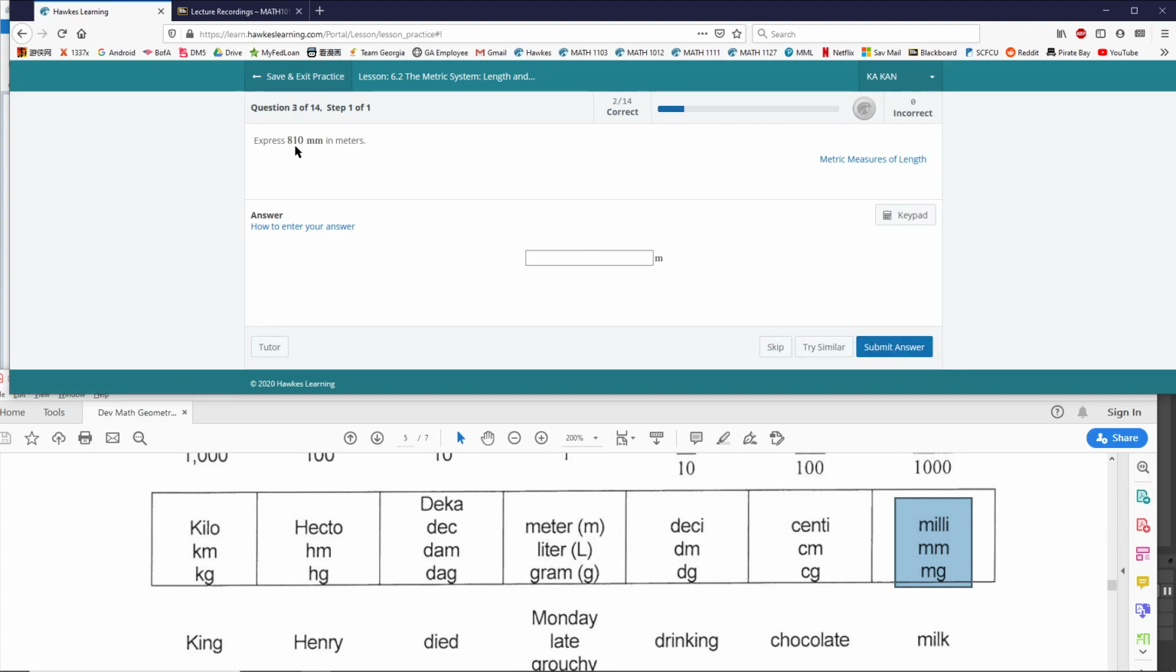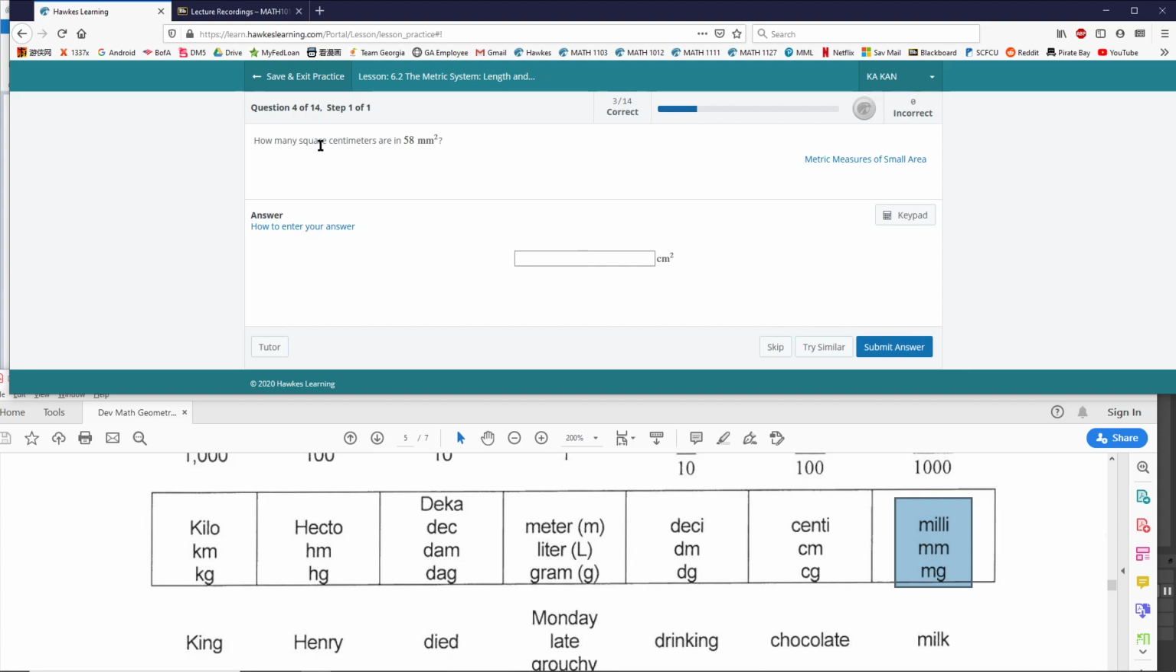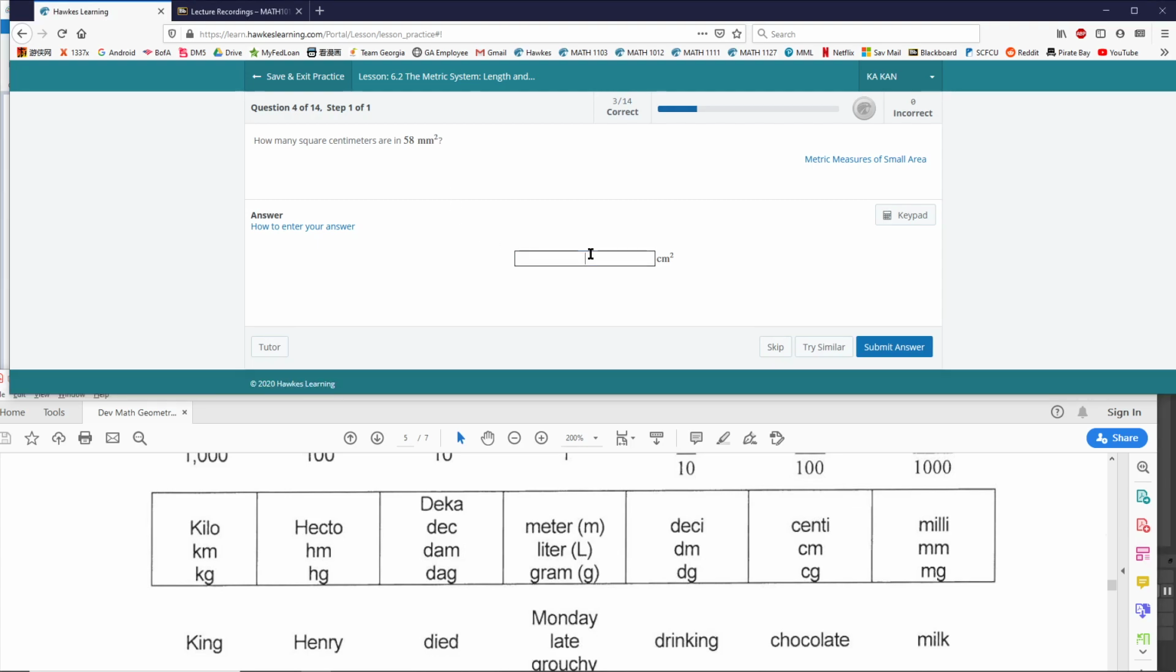Let's try that again. 810 millimeters to meters. Once again, you move to the left 3 times. So there'll be 0.810. You don't have to put a 0 at the end, but whatever. How many square centimeters is 58 square millimeters? Once again, going from millimeter, to go to centimeter is go to the left 1 time. However, this is a square, so you have to double that. You have 58, and you go back 2 times. 1, 2. So that's 0.58.